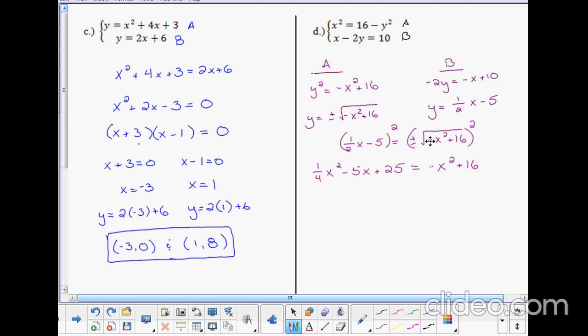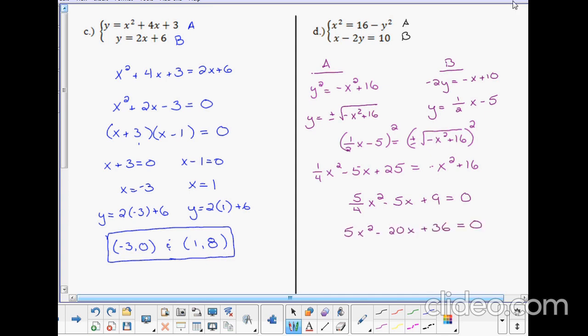Here I have a quadratic equation, so I want to get this equation equal to 0, so I'm going to add x squared to both sides, so that would be essentially adding 4 over 4 x squared. So I would get 5 over 4 x squared minus 5x, and I'd subtract 16 from both sides, and this would give me plus 9 equal to 0. At this point, this is a quadratic, and I want to be able to solve this quadratic. It's probably a little easier if I can get rid of the fraction. So I'm just going to multiply all of this by 4. So I get 5x squared minus 20x plus 36 equal to 0.